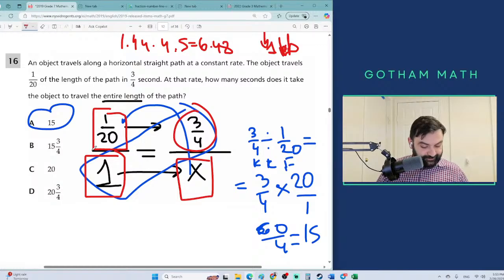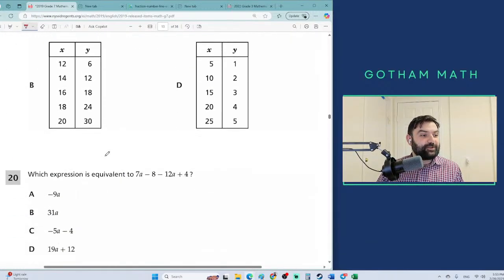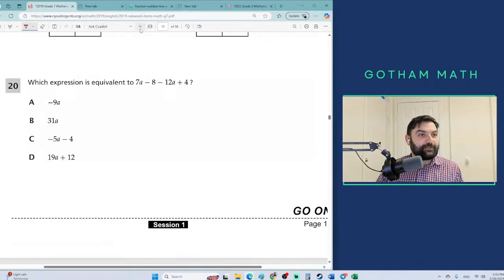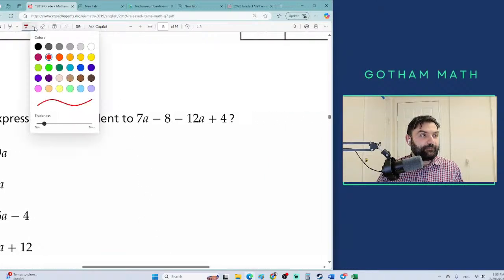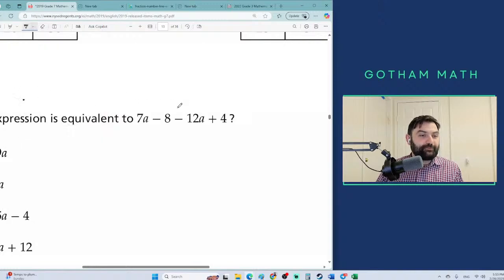Number 20. Let's go to number 20. Number 20 is classic. Number 20 is combining like terms. A good suggestion here is to box every single term separately. So let's do it. 7a, box it. -8, box it. -12, box it. +4, box it.